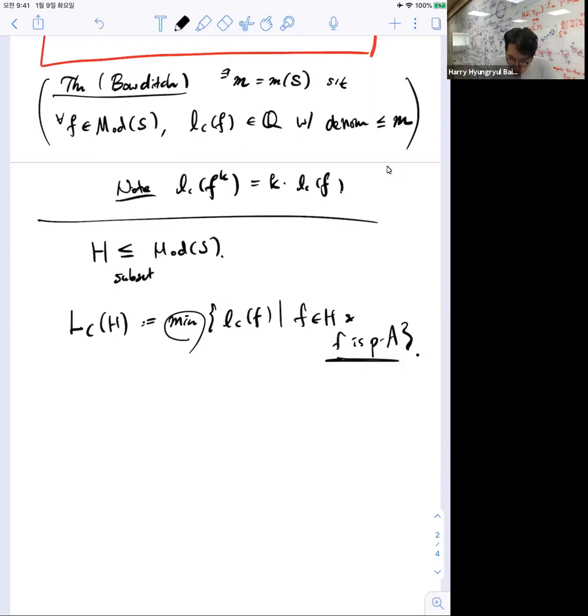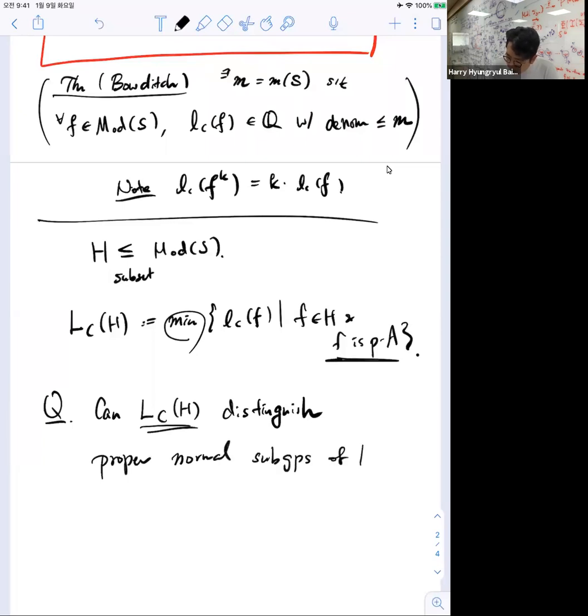So basically, let me put this question first. The vaguely put question is, can this quantity distinguish proper normal subgroups of the mapping class group from the mapping class group itself? In terms of the single element case, by just looking at the asymptotic translation length of a given element, can we say whether the smallest normal subgroup containing the element is the whole mapping class group, or it can be contained in some proper normal subgroup? Can we determine this by just looking at the asymptotic translation length?